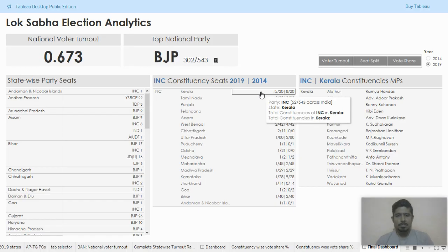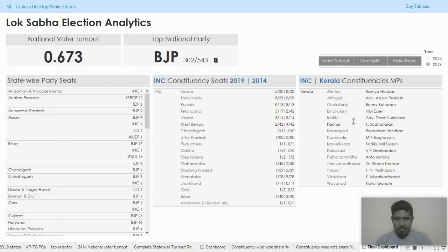As the tooltip reads, INC secured 52 out of 543 seats across India, and as I'm hovering over here, I'm able to see all the 15 members of parliament from Kerala of INC. I am able to see Rahul Gandhi from Wayanad constituency, and Dr. Shashi Tharoor from Thiruvananthapuram constituency.